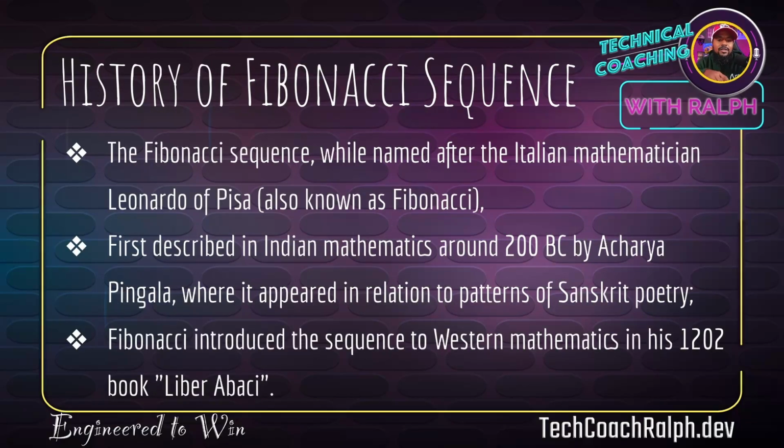All right, so the story of the Fibonacci sequence, right? The Fibonacci sequence, while named after Italian mathematician Leonardo da Pisa, also known as Fibonacci, was first described in Indian mathematics around 200 BC by Acharya Pingala, where it appeared in relation to patterns of Sanskrit poetry, right? Fibonacci introduced the sequence to Western mathematics in his 1202 book, Liber Abaci. Okay, cool. All right.